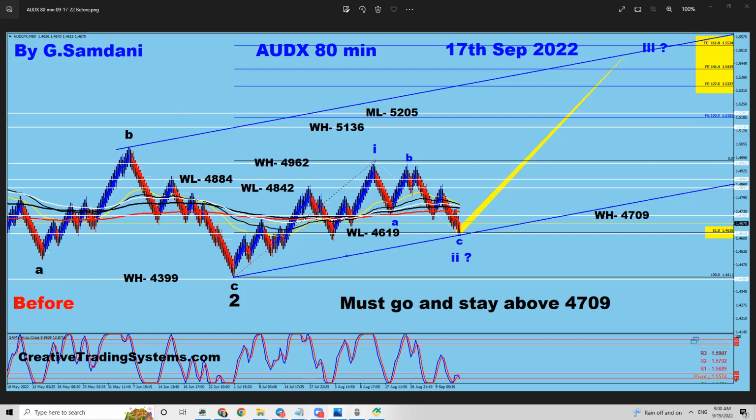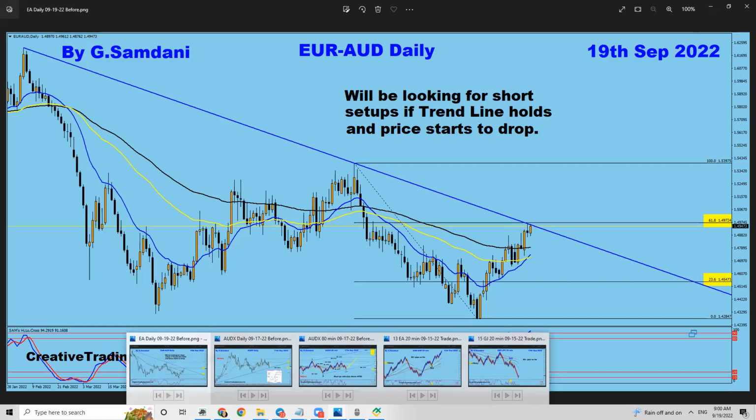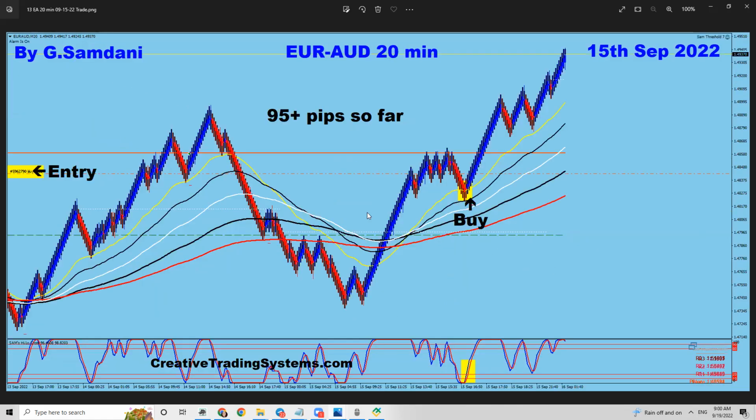And the Euro Aussie chart, I just showed you how it looks, and there's a very good chance that it's going to drop. But I'm not going to short now. The thing is that I have to have my setup. For example, this is the long setup I had last week when Euro Aussie was going up, right? So this is the setup.